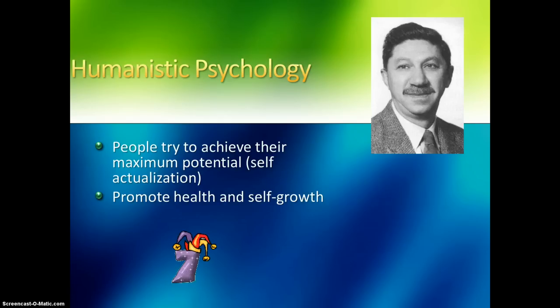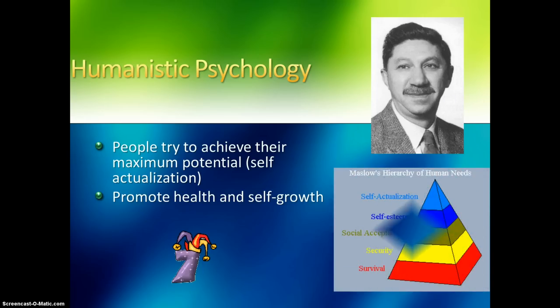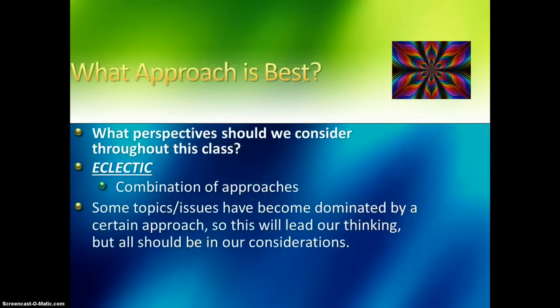So the big guy for the humanistic psychology is this guy named Maslow. And so, of course, because people like to name things after themselves, he has what's called Maslow's hierarchy of needs. And so, yeah, his whole thing is reach your maximum potential, that self-actualization, and to better yourself, to be the best you can be.